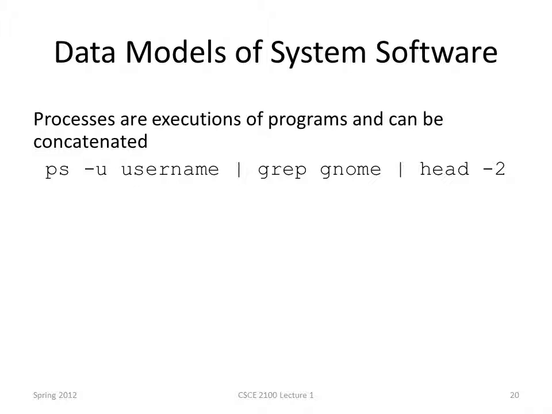For example, you can take ps -u username, pipe it into grep gnome, into head -2, and I hope you can tell me what the result of that is going to be. Think. Well, the head -2 is 2 lines of grep gnome is all lines containing the word gnome. ps -u username is all the processes associated with that username. So you would find the top two processes of that username using the program gnome.